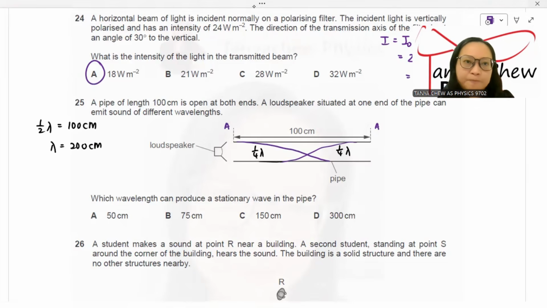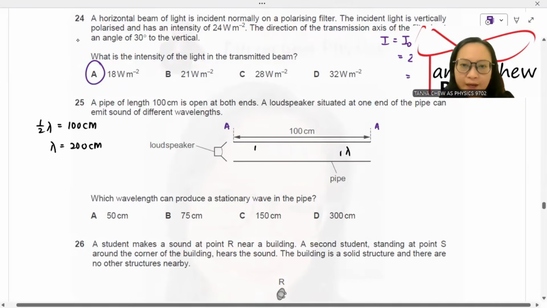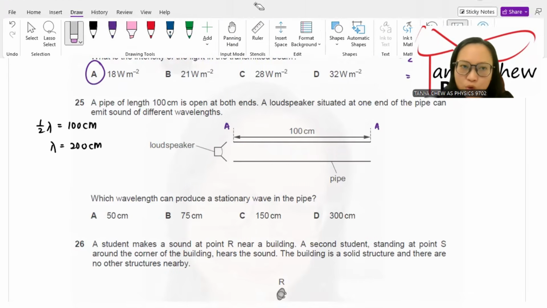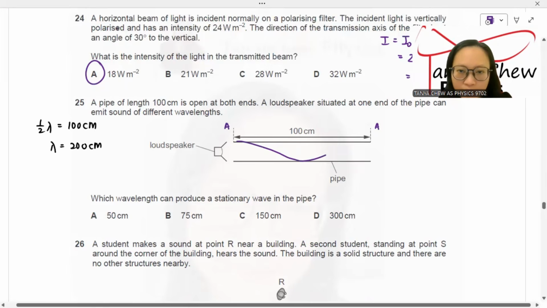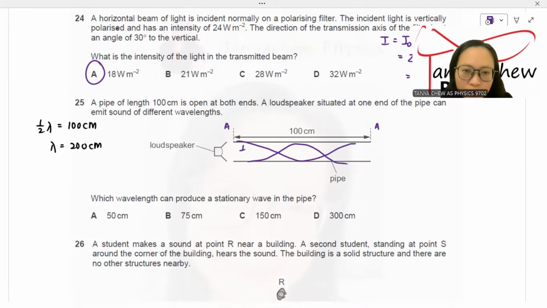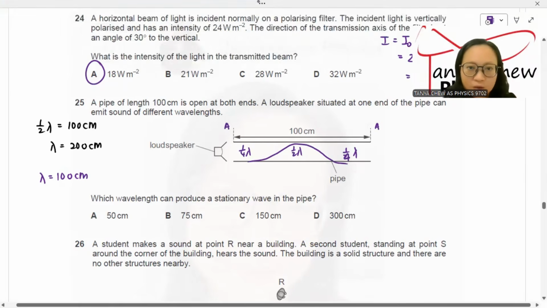Now, the next wavelength, because I need to remember the rule. The rule is that the open ends must be antinodes. So I create another one, maybe this one and this one. So this is 1 over 4 lambda, this is 1 over 2 lambda, this is 1 over 4 lambda. 1 over 4 plus 1 over 2 plus 1 over 4 is equal to lambda equal to 100 cm. But I don't have lambda equal to 100 cm. Never mind, I keep on increasing.